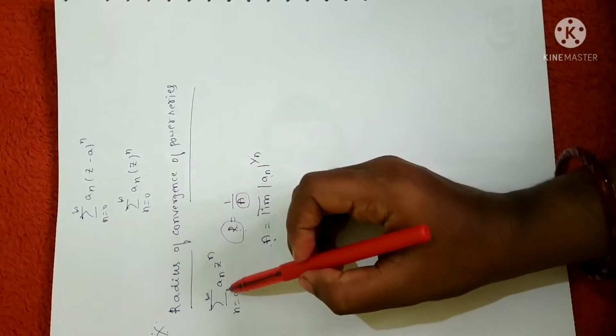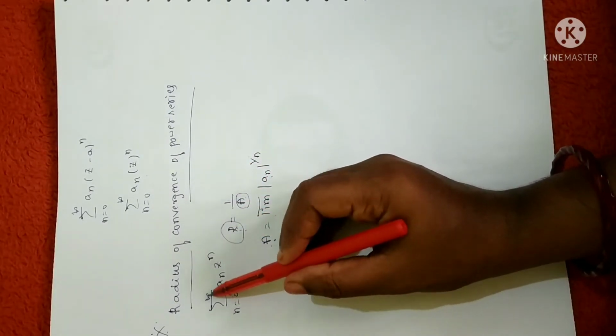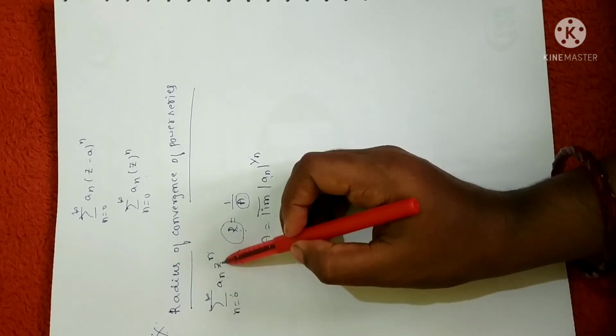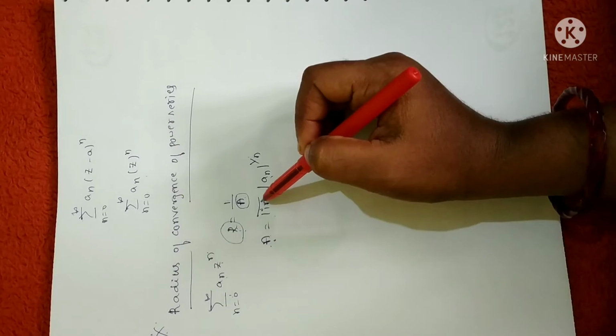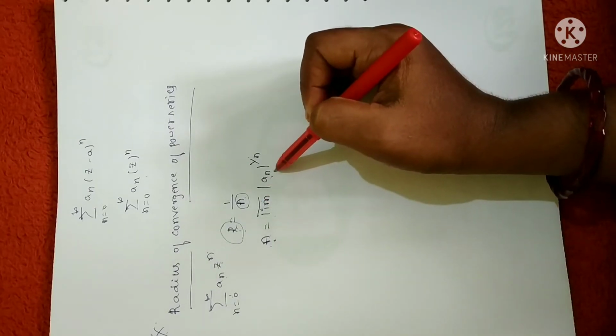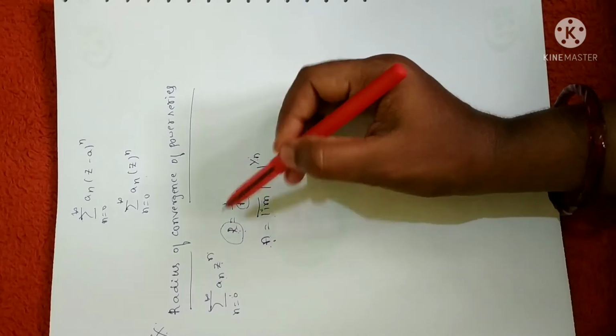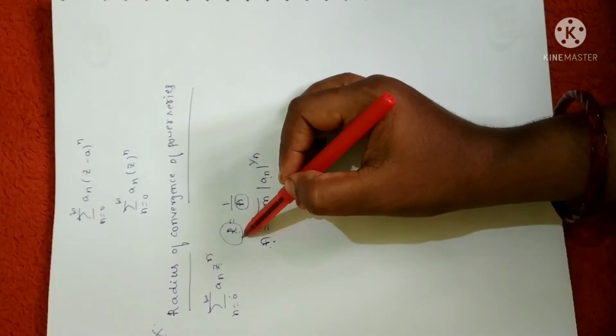Let me define once again. Let us consider a power series summation n equal to 0 to infinity a_n into z to the power n, which is a power series in terms of z. Now, if a is equal to the limit supremum of all those values of the sequence a_n whole power 1 by n, then r is equal to 1 by a. So r is called the radius of convergence of a power series.